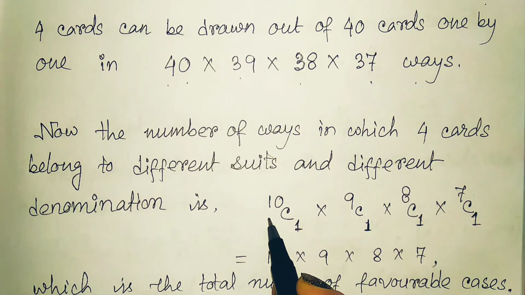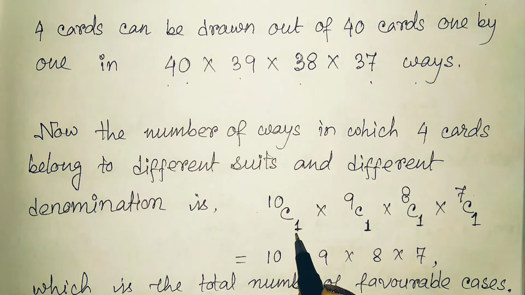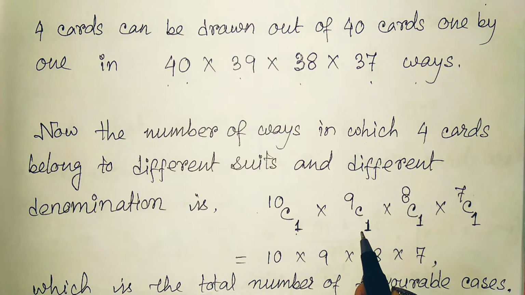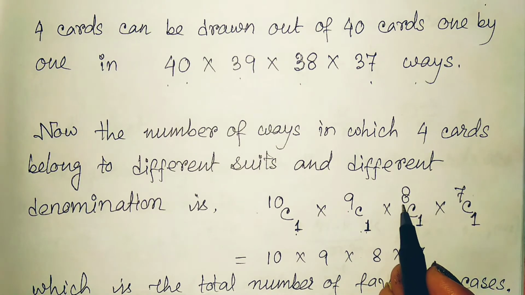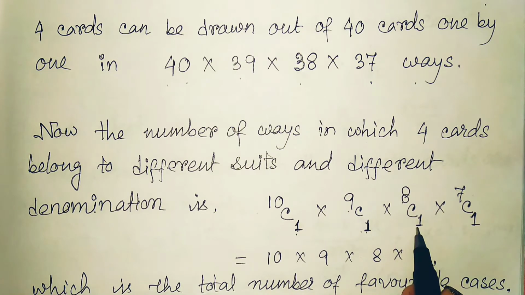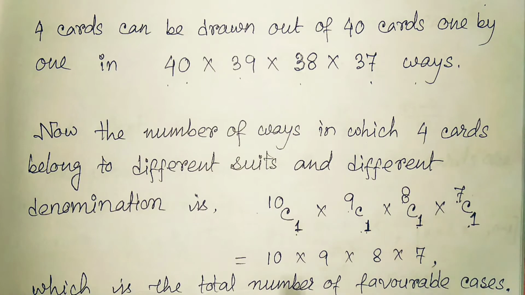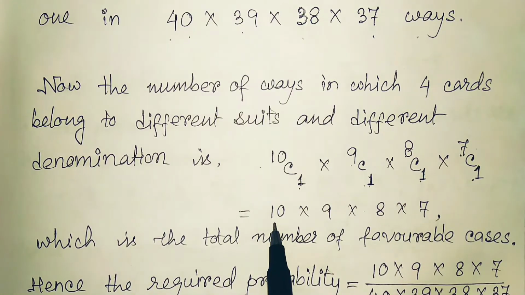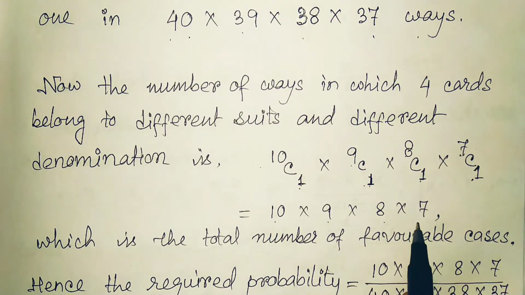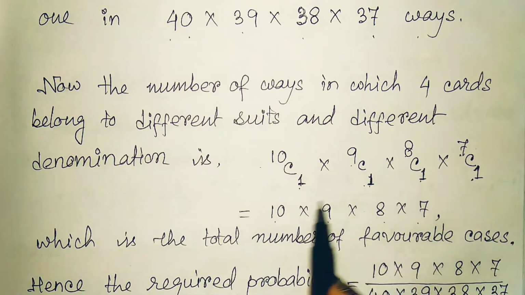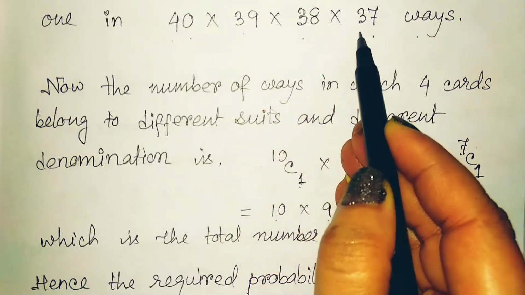Now the number of ways in which the 4 cards belong to different suits and different denominations is: from the first, the total of one type of denomination is 10 cards, out of that 1 we have to select. From the second type of card we have 9 different denominations, and out of that 1 we have to choose. From the remaining, 8 cards are there, and from that 1 card we have to choose, and from the last denomination 7 cards, from which we have to choose only 1. So if we simplify, then we will find it is 10 into 9 into 8 into 7. So these are the favorable cases and these are all the possible cases.